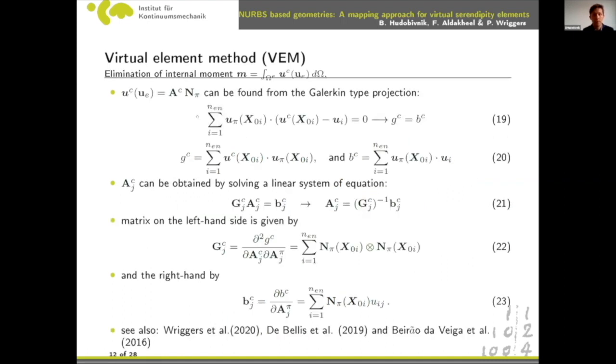Now we also define the right-hand side by deriving this scalar B with respect to coefficients A. Now the serendipity part is shortly described here. We have this UC, which we have to define by performing a Galerkin type projection. So we have this function U, that is U pi in this case, and we multiply it with UC minus UI, which are the nodal displacements. So we just have to sum this over every node. And in a similar manner, we construct the left and right hand side, and we can solve the system of equations given here. But for more details, you can see some of the works of us or Beirão da Veiga.